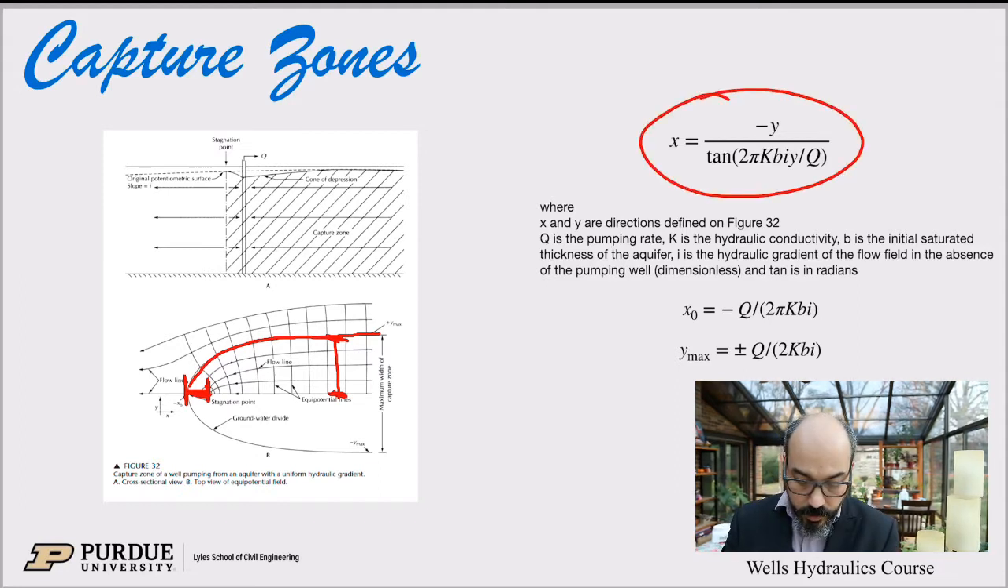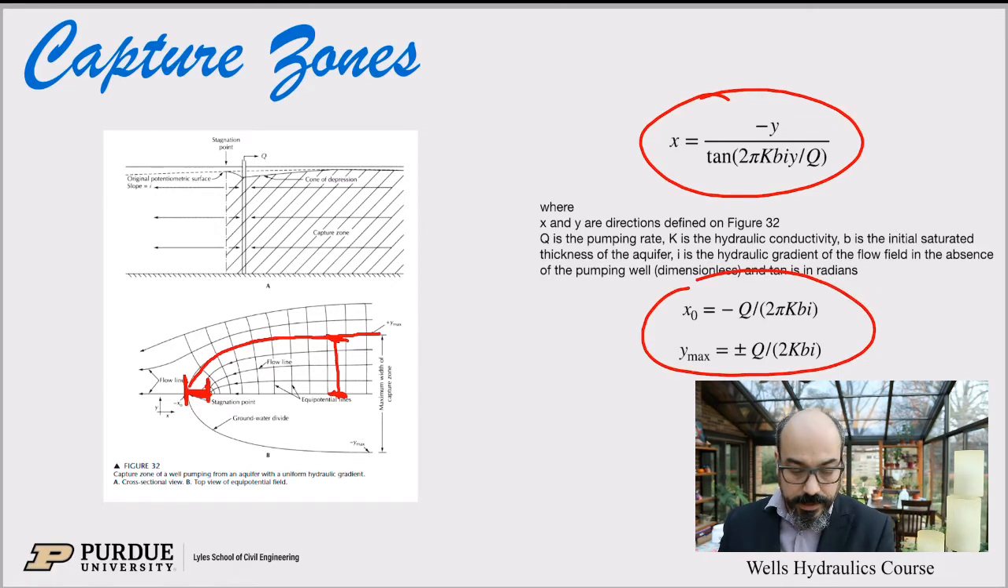Now here are a couple of equations that we use to calculate those dimensions, or to design our wells. So x and y are, of course, the x and y directions. This is the equation essentially for the flow line. You can see 2 pi K b i over Q, which we've discussed before, and this all comes from the standard flow equations. Kb is your transmissivity, y is just y, i is your hydraulic gradient, and Q is the pumping rate in the well. This is all explained here.